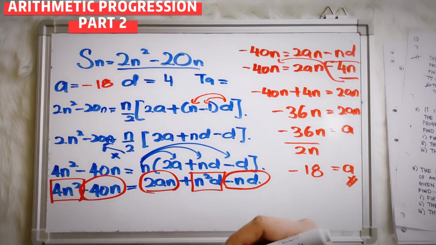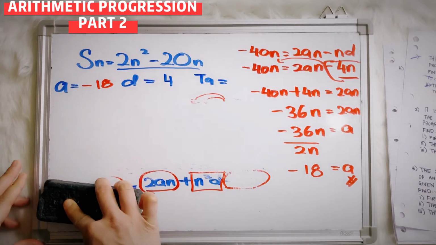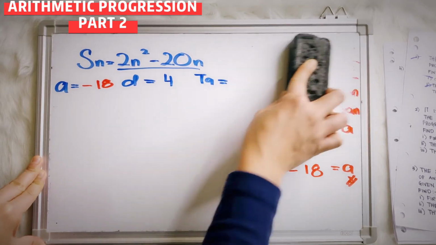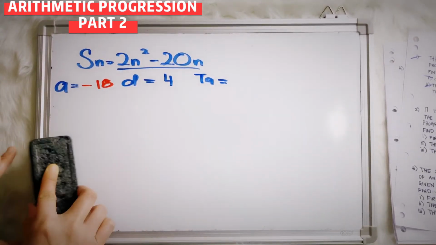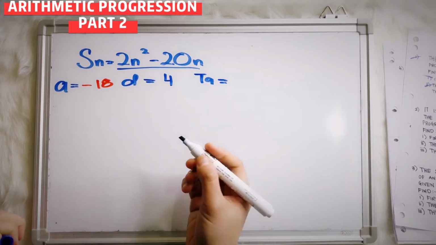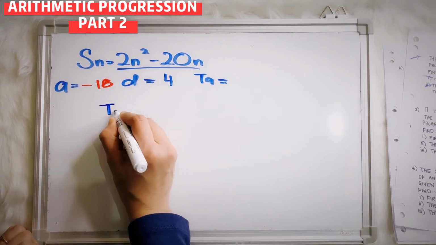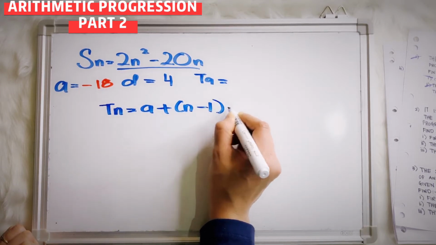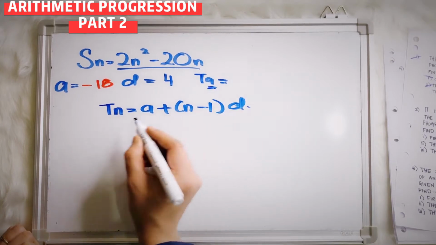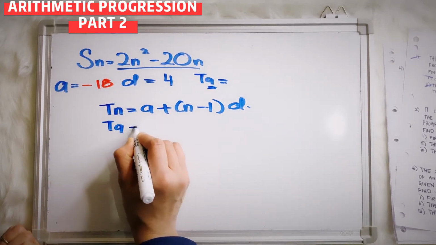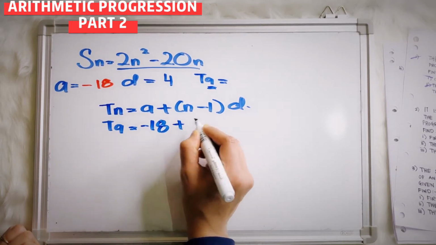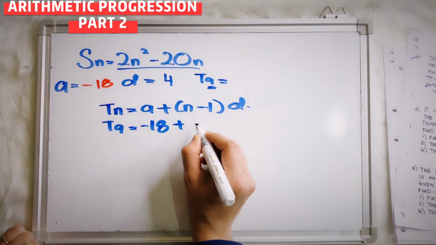Now, how to find T9? The 9th term. As usual, you know the term formula, right? Tn equals a plus n minus 1 times d. So we want to find T9, so we replace n with 9. Our a is negative 18 plus 9 minus 1, we have 8.